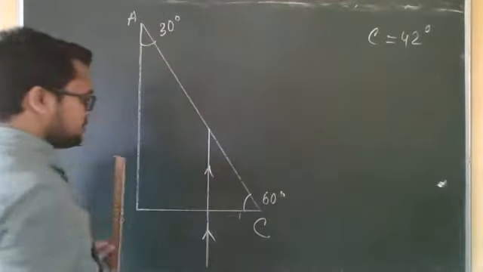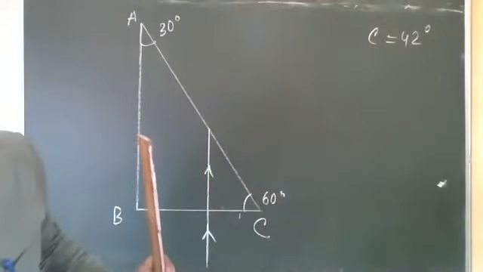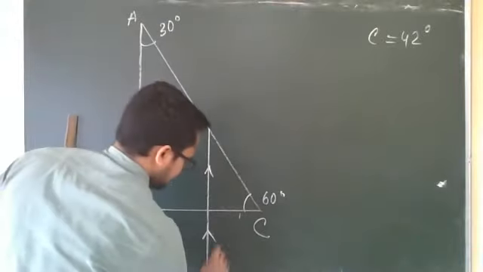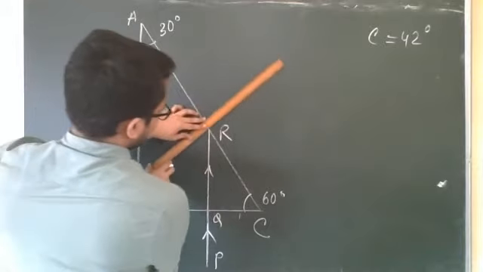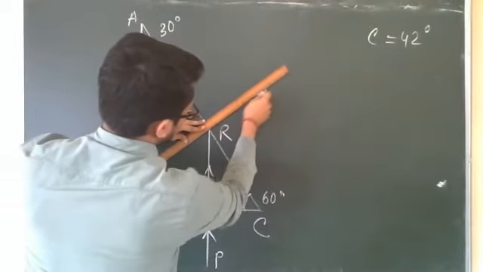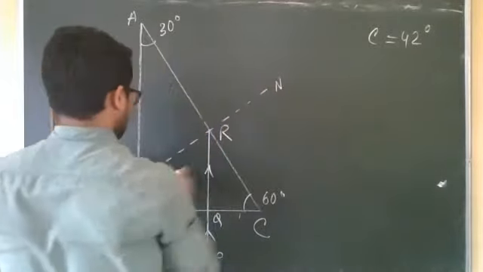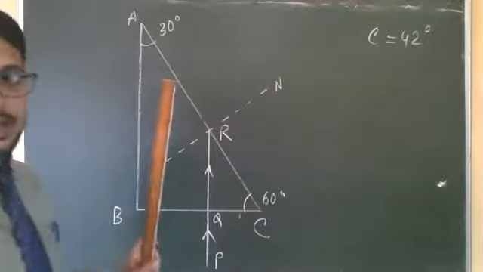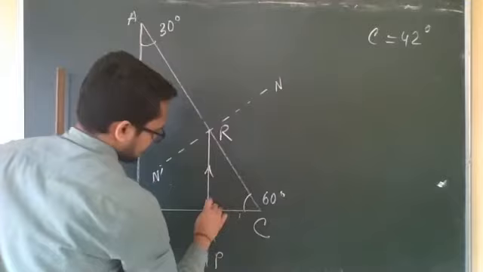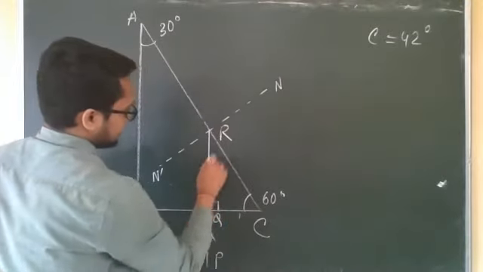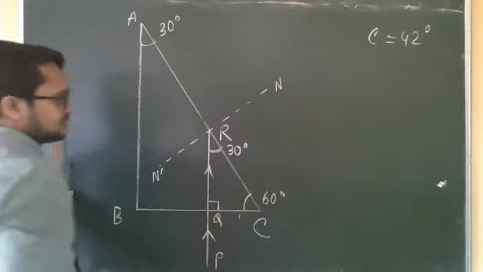From this triangle, give names as given: P, Q, R. This is the PQ ray and this is R. Here we will draw the normal because the ray is not along the normal. This is the normal, give name N. After that, find the angle of incidence. This is 90, this is 60, that means this angle will be 30 degree.